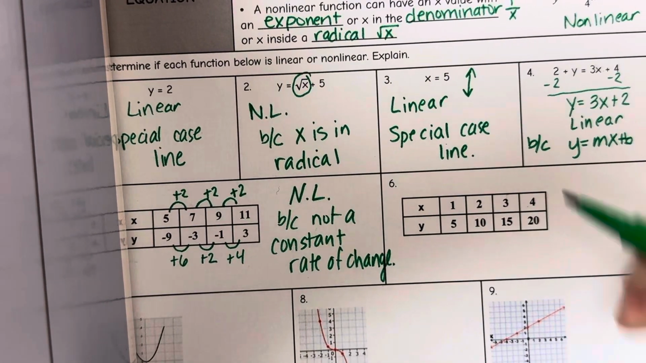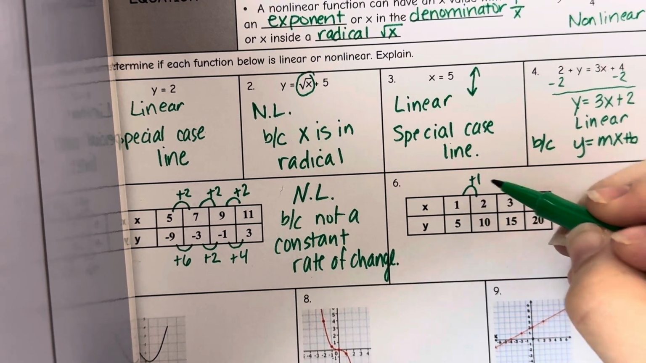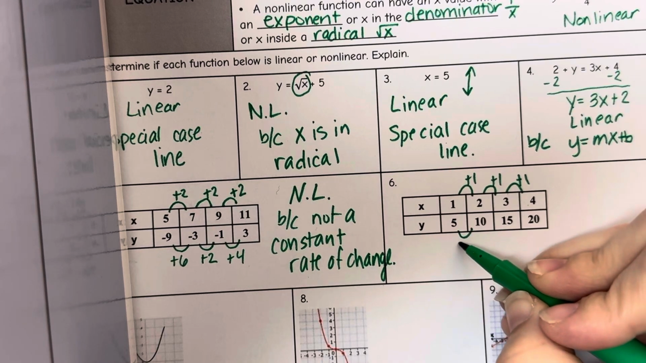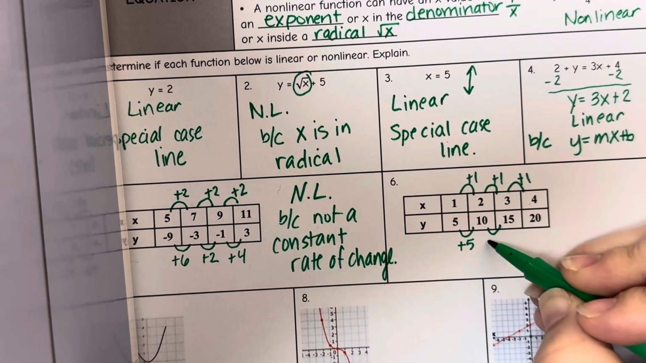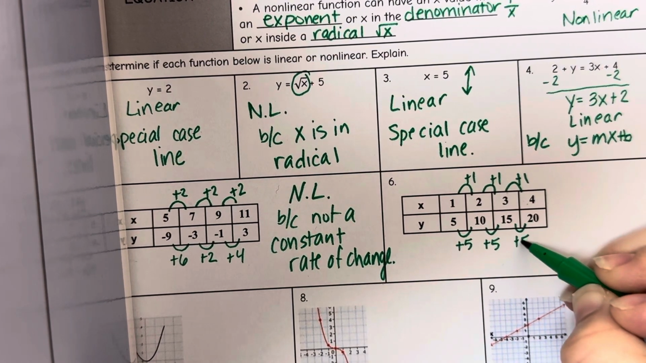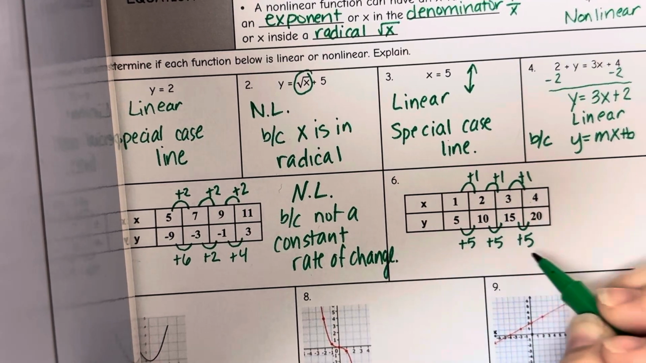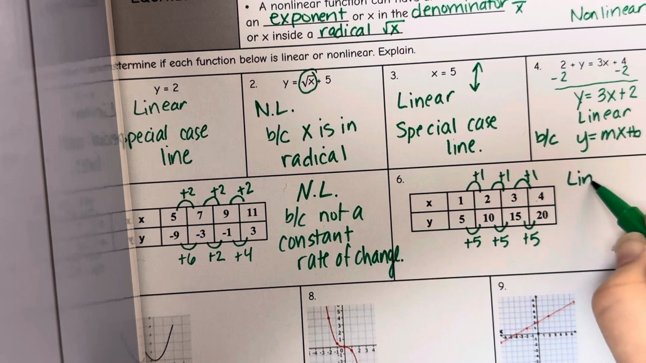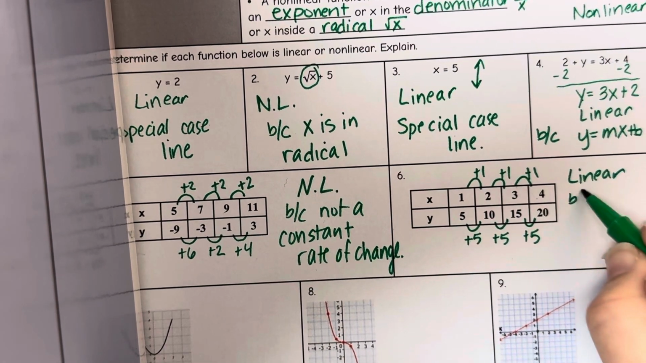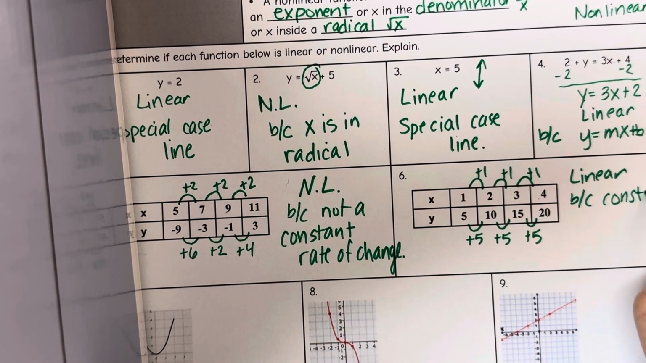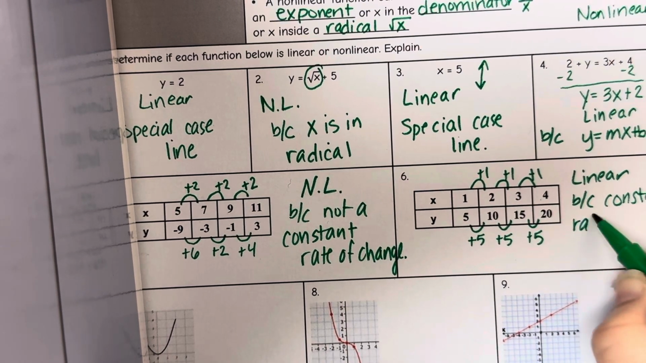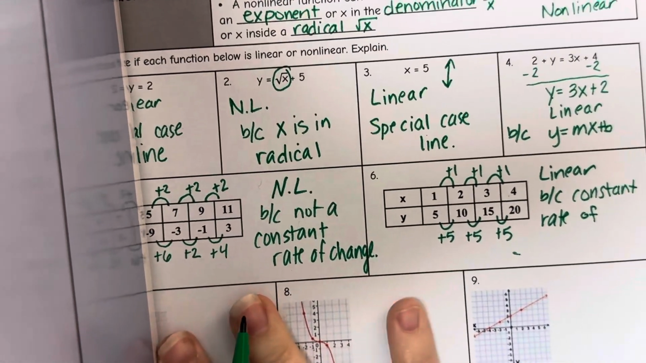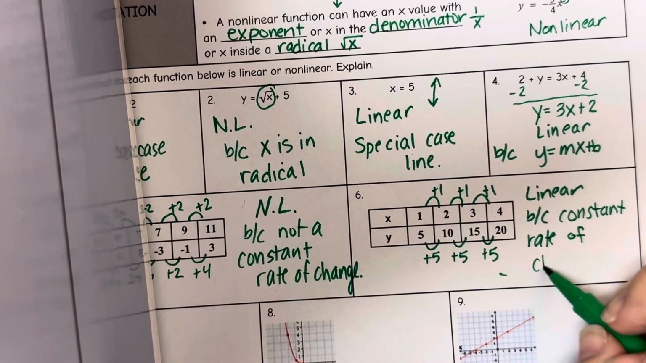Let's look at our next table. Again, x values first, that's plus 1, plus 1, plus 1. Let's check our y values. 5 to 10 is plus 5, 10 to 15 plus 5, 15 to 20 plus 5. All the same values across the top, all the same values across the bottom for the differences. So this is linear because it has a constant rate of change.